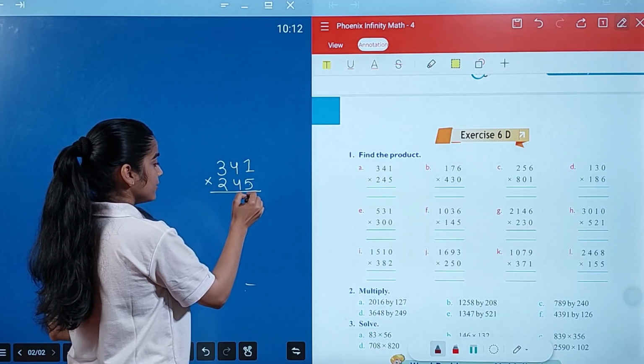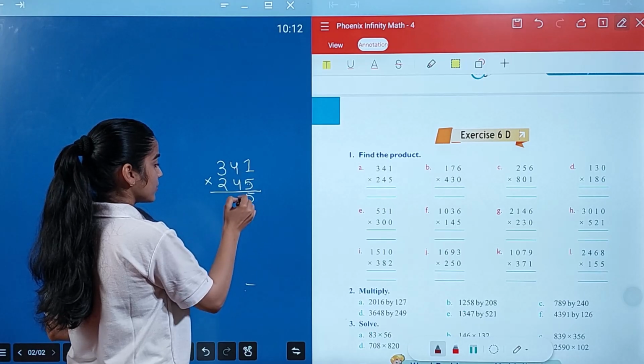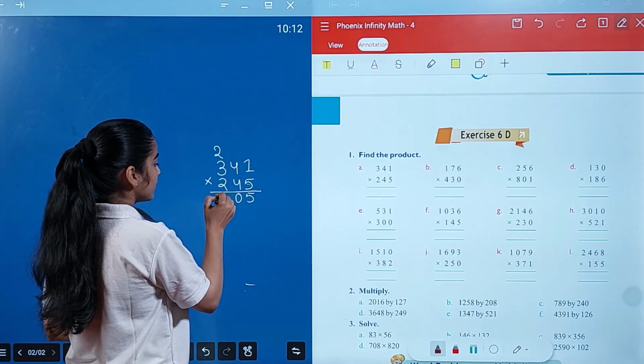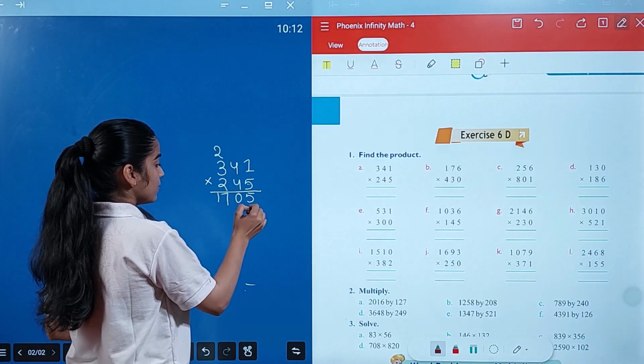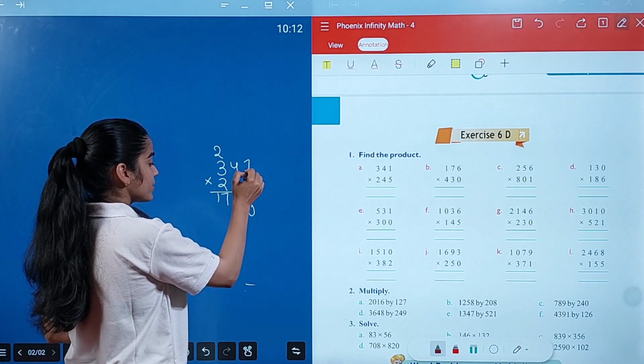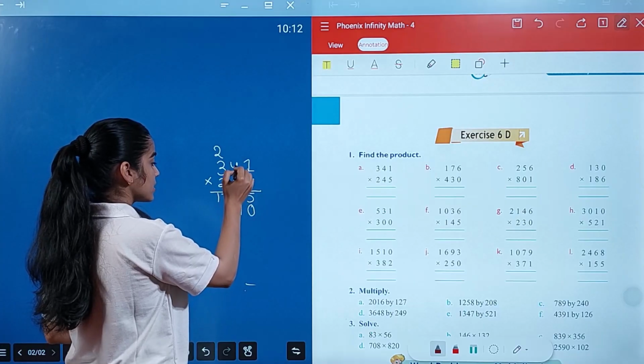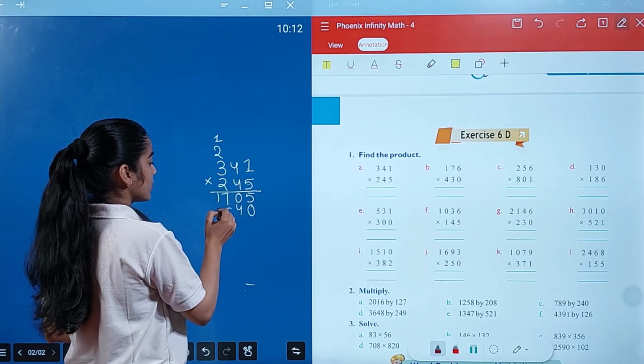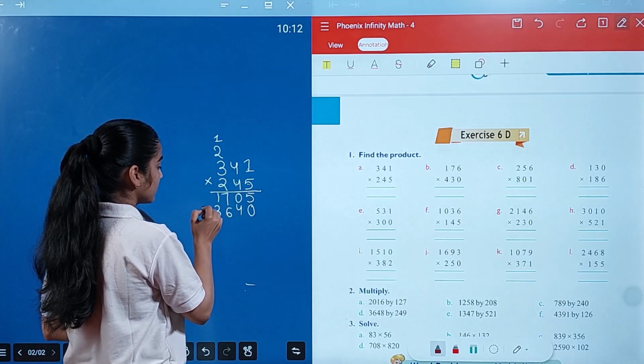5 ones are 5. 5 fours are 20, so we just add 0 and 2 here. 5 threes are 15, and 15 plus 2 is 17. Then we put a 0 here. 4 ones are 4. 4 fours are 16, and 1 should be there. And 4 threes are 12, and 12 plus 1 is 13.